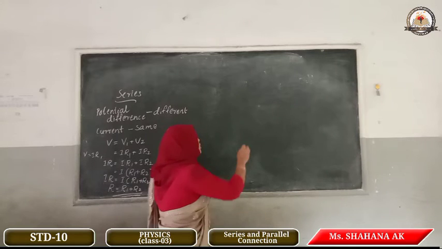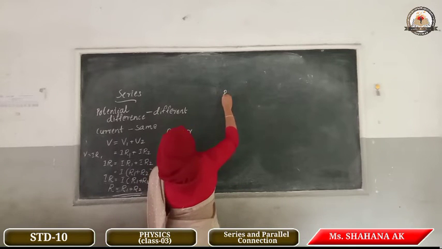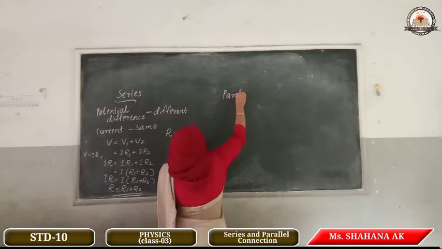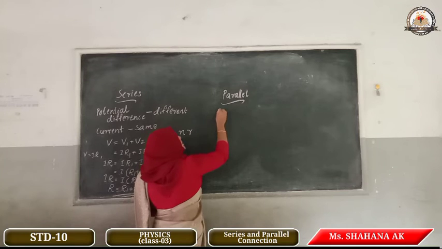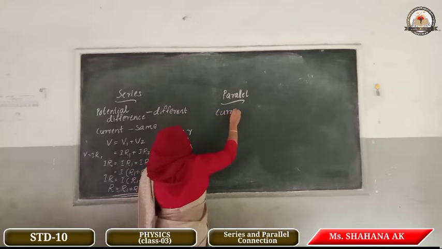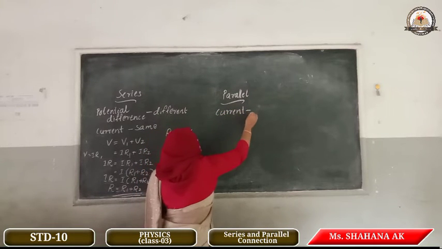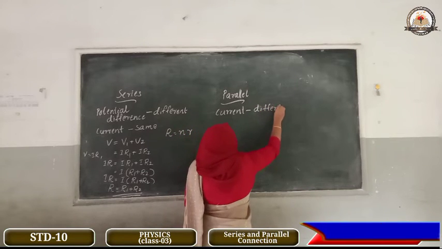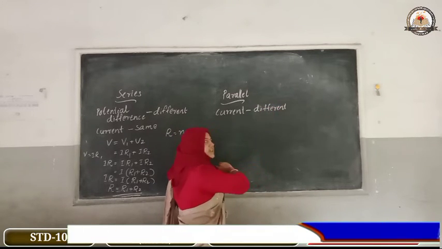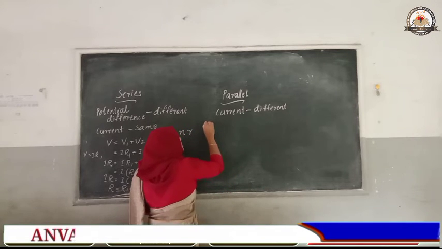So in parallel combination of resistors, let me write here, in parallel combination, current will be different and potential difference will be same.